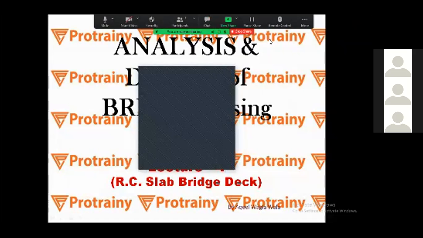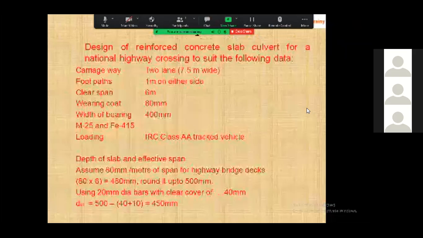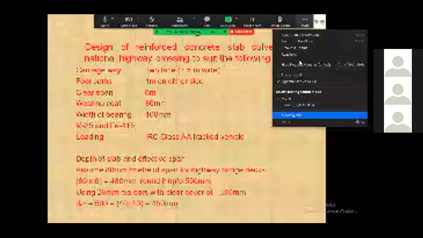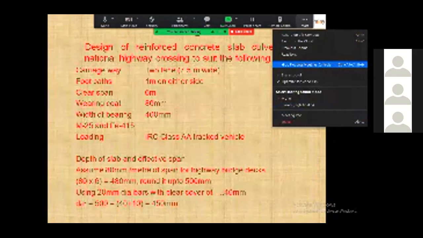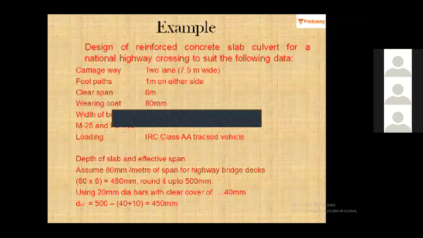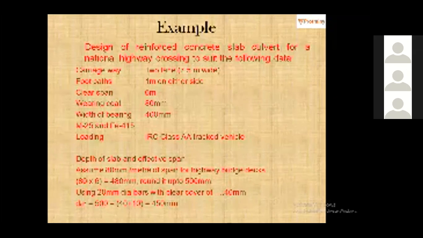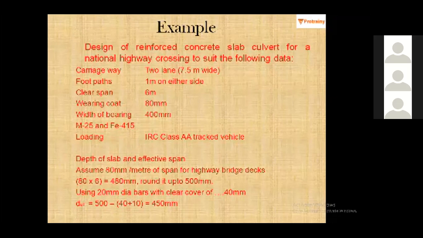Okay, let's move on to our numerical from yesterday. Let's do a quick recap. We have to design a deck slab for a bridge. The clear span of that bridge is 6 meters. The carriageway on that bridge is for 2 lanes, which is 7.5 meters wide. There is a footpath on either side, 1 meter on either side. That makes the width of the carriageway 9.5 meters.